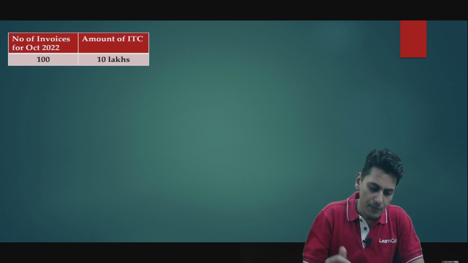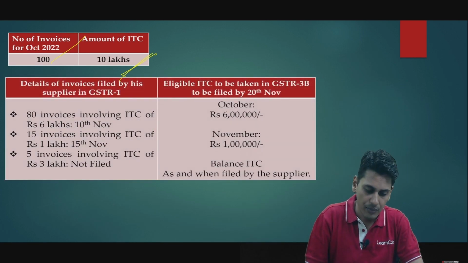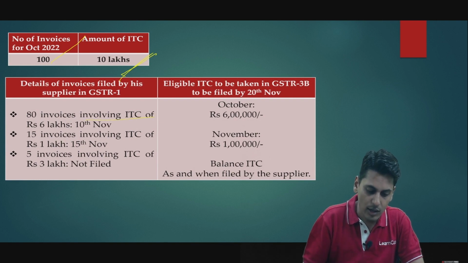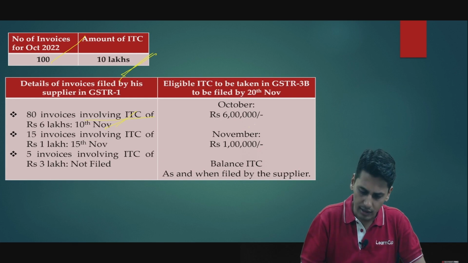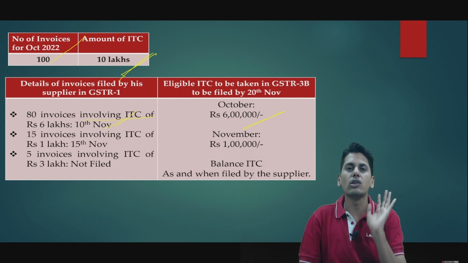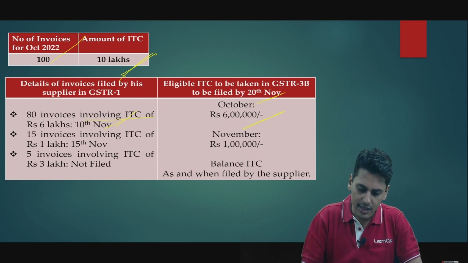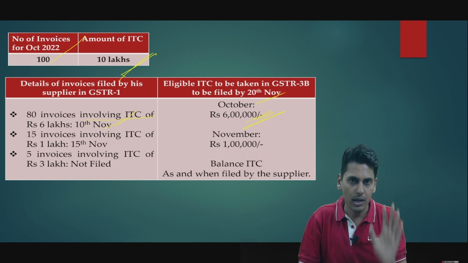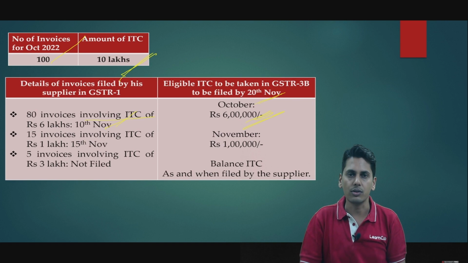So friends, let's take an example. For October 2022, 100 invoices the recipient is having, total ITC amount is 10 lakhs. Now the details which are further given, 80 invoices involving ITC of rupees 6 lakhs is filed by the respective suppliers by 10th of November. Filed within due date? Yes. When can the credit be taken? It can be taken while filing the GSTR 3B for the month of October. When he is going to file it, let's suppose by 20th of November, for the month of October, this credit of 6 lakhs can be taken because details have been uploaded by the suppliers in their GSTR 1 by the due date, appearing in GSTR 2B also.